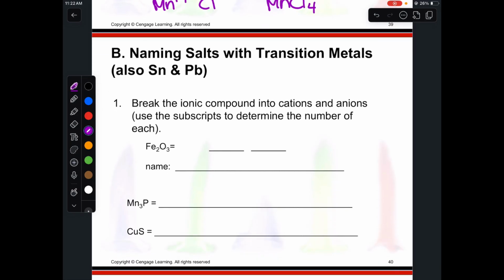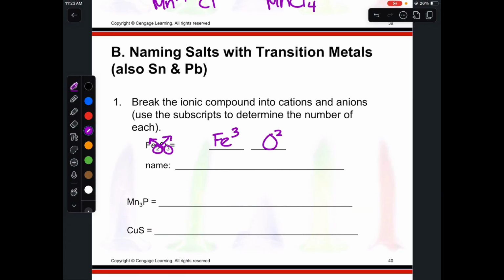Now, when you're naming this, it's a little bit more difficult because you have to deduce the charge. What I mean by that is you have to kind of uncrisscross. You're going to do the opposite of what we were just doing. So let's say we have Fe2O3. You have to remember that these charges came from the opposite atom at the top before we crisscrossed and brought them together. So the Fe had the 3 belonging to it, and the O had the 2 belonging to it.